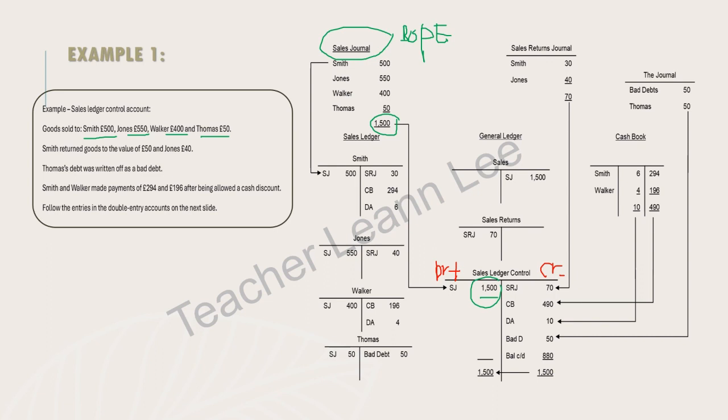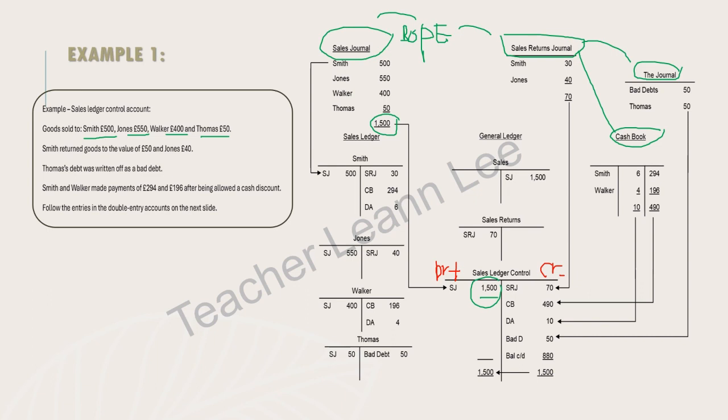Go to the Book of Prime again. This one, Book of Prime also. Cash book also Book of Prime. And the General Journal also Book of Prime. How many Books of Prime here? 1, 2, 3, 4. Okay, I link them together. Alright, so can you see?